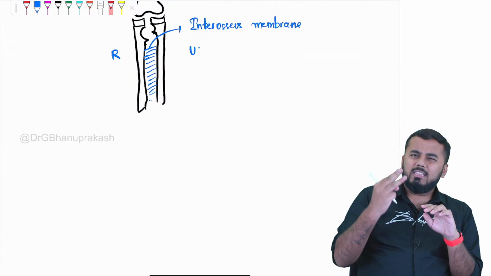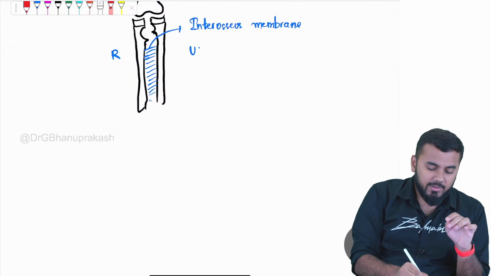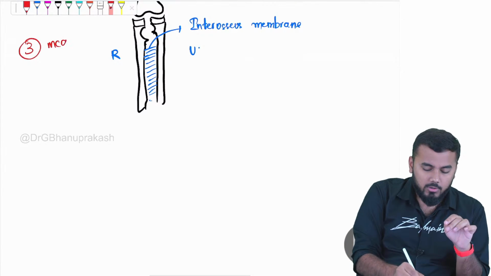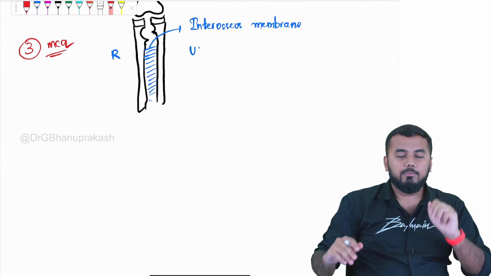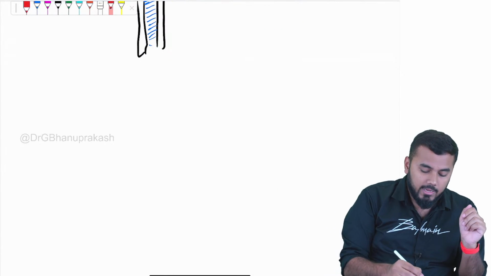So guys, whenever I discuss radius and ulna, only 3 important MCQs will be asked every time. Only 3 MCQs. Other than that, they won't ask you anything. Believe me. What are those 3 MCQs?